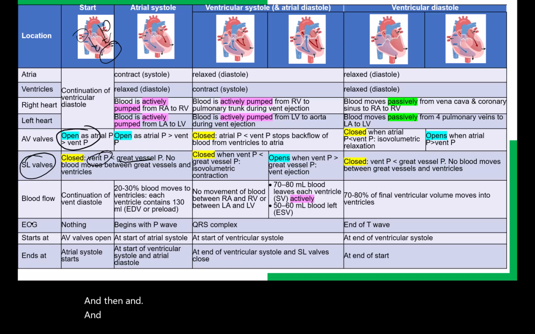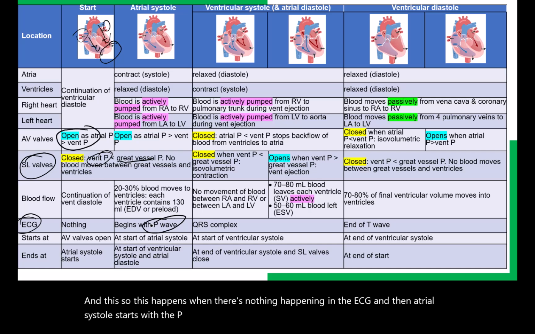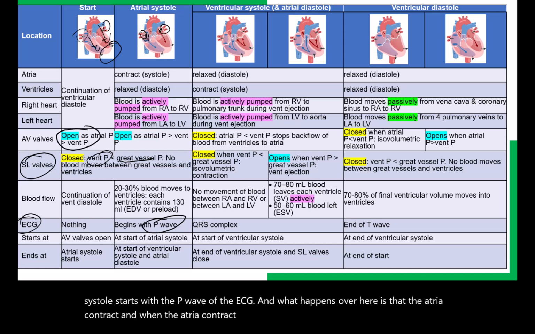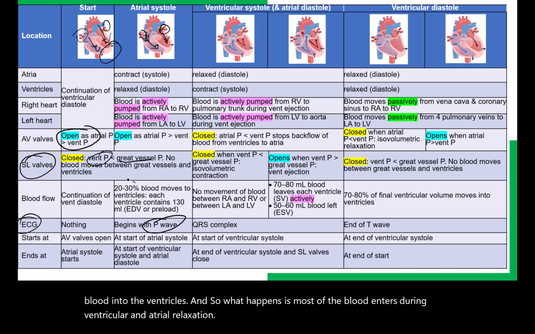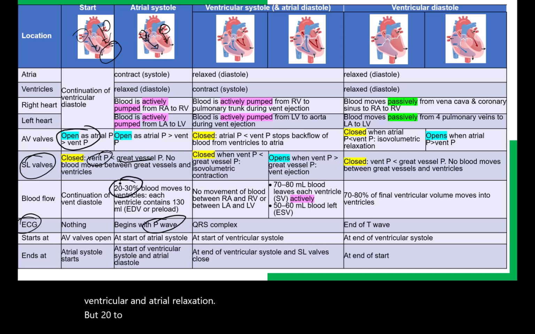So this happens when there's nothing happening in the ECG. And then atrial systole starts with the P wave of the ECG. What happens over here is that the atria contract. And when the atria contract, pressure in the atria increases to actively push blood into the ventricles. Most of the blood enters during ventricular and atrial relaxation, but 20 to 30% of the blood moves from the atria to the ventricles during atrial contraction.